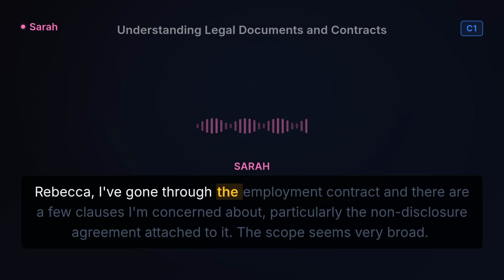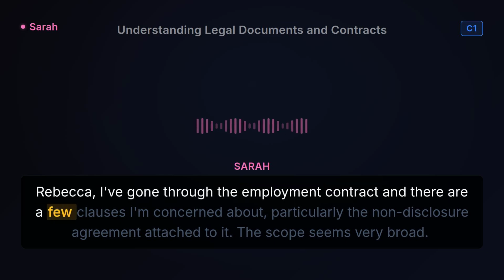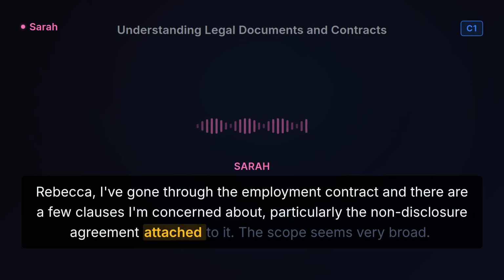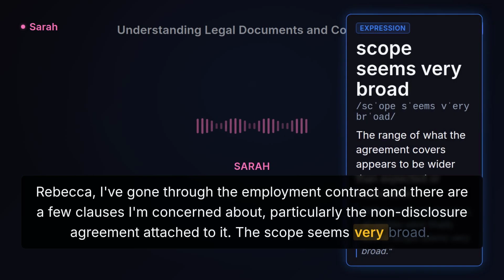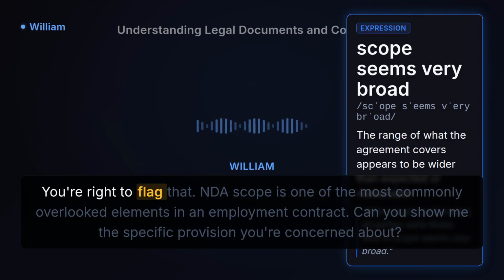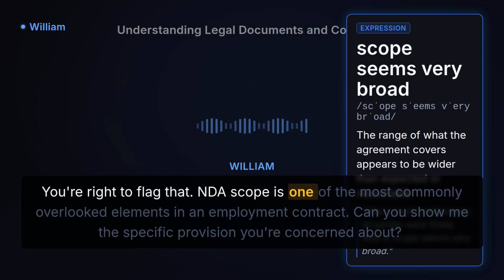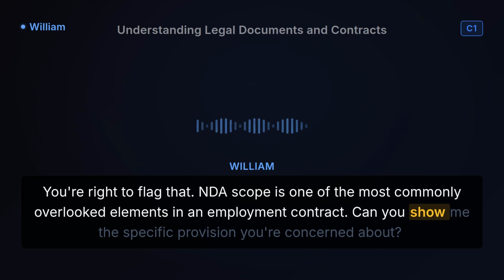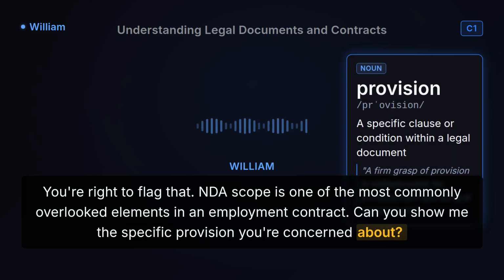Rebecca, I've gone through the employment contract and there are a few clauses I'm concerned about, particularly the non-disclosure agreement attached to it. The scope seems very broad. You're right to flag that. NDA scope is one of the most commonly overlooked elements in an employment contract. Can you show me the specific provision you're concerned about?